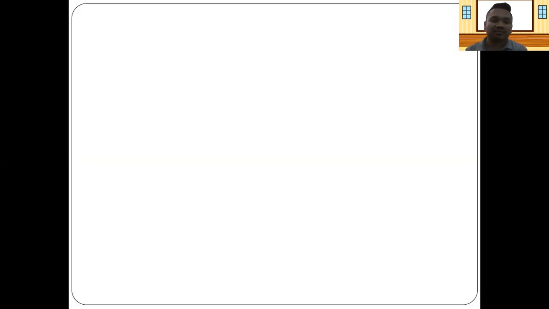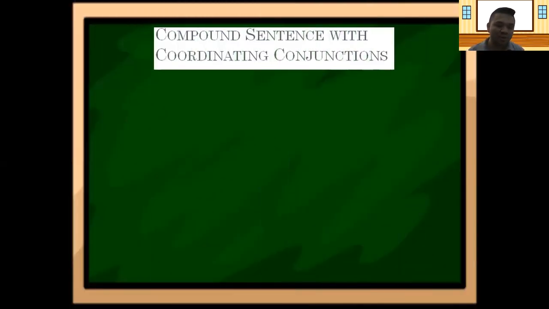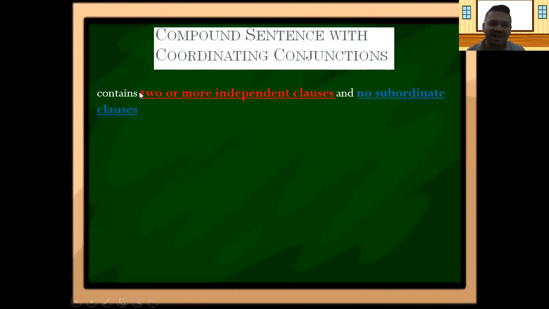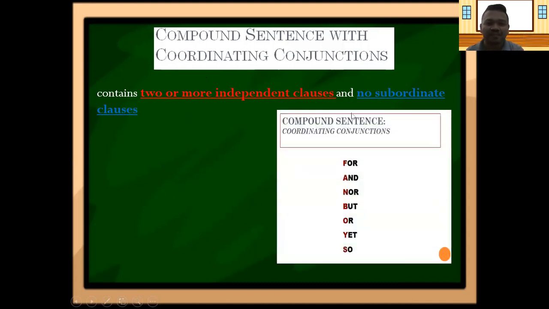Now let's proceed to the compound sentence with coordinating conjunctions. A compound sentence contains two or more independent clauses, so two or more complete sentences, and no subordinate clauses.